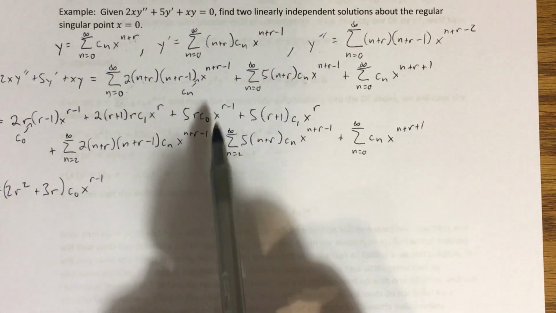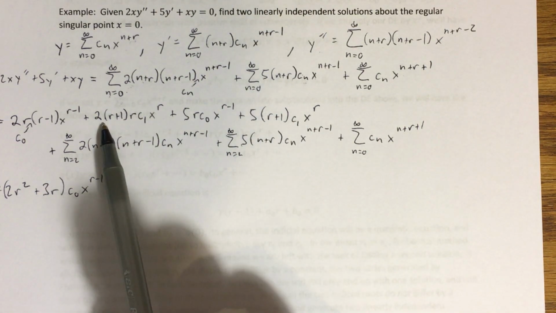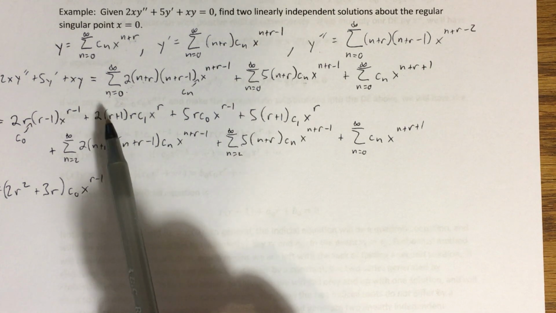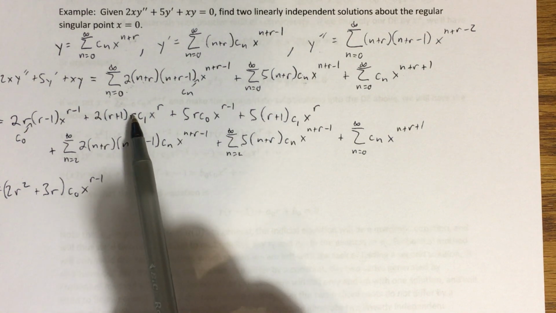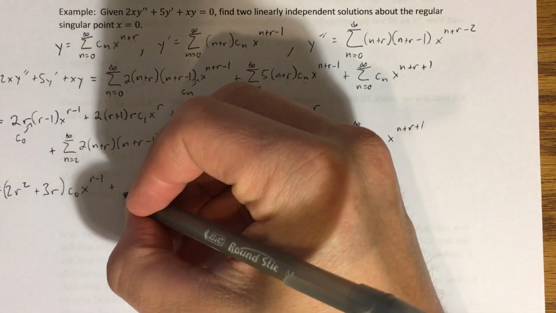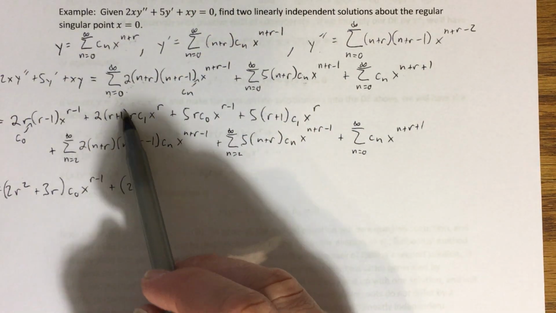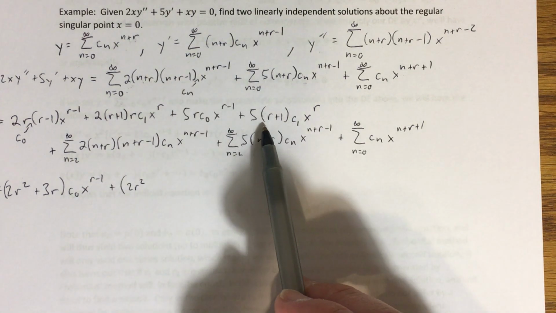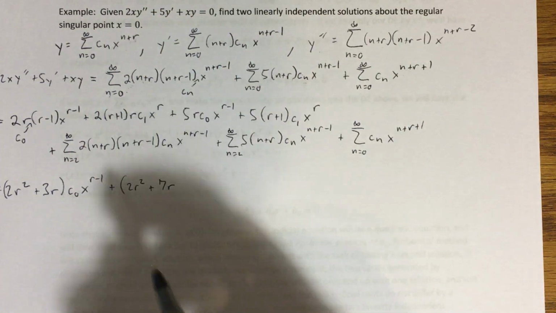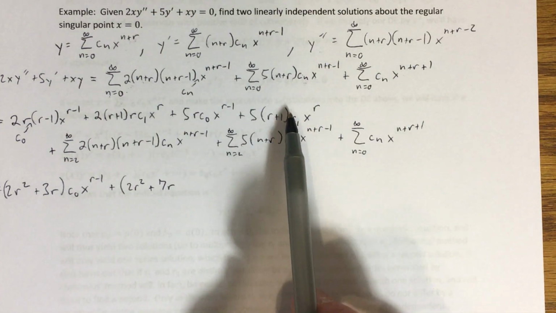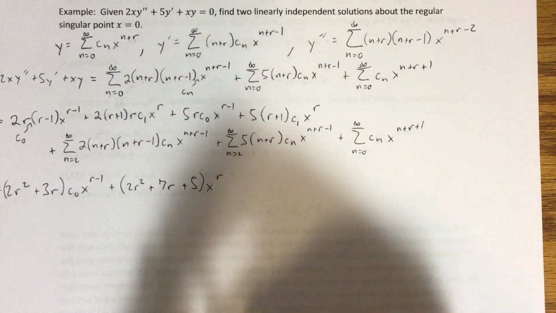And then if I combine the c1 x to the r terms that I'm getting, I'd have to distribute the 2 in. So that's going to give me 2r. Bring that r in. That's actually going to be 2r squared. So plus 2r squared plus 2r right here. And then from this one, I'm also going to have a plus 5r, so that's going to add up to plus 7r. And then I'm also going to have a plus 5 from this one, so plus 5x to the r. Okay.